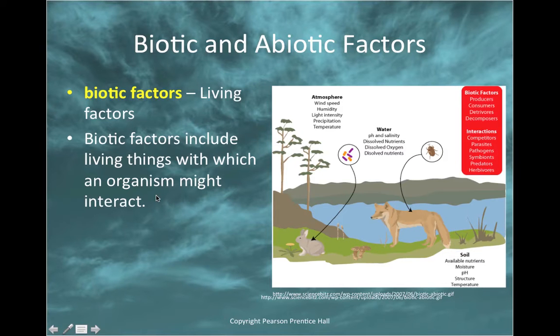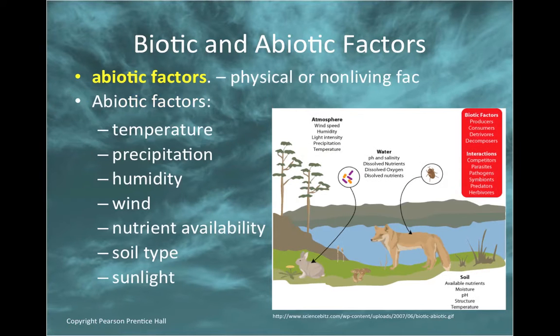The other factors that shape an ecosystem are going to be your abiotic factors. Abiotic factors are basically anything physical or the non-living factors that help shape an ecosystem. So in this case right here, it's going to be temperature. Is the temperature high, is it low, that's going to have an effect on the ecosystem. Precipitation, the humidity, how much moisture is in the air. The wind can definitely play a big role in how it shapes an ecosystem.